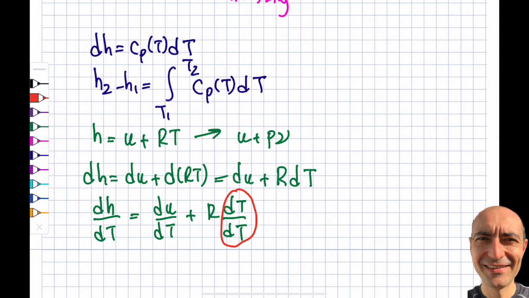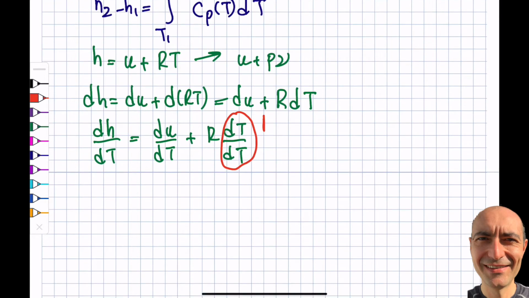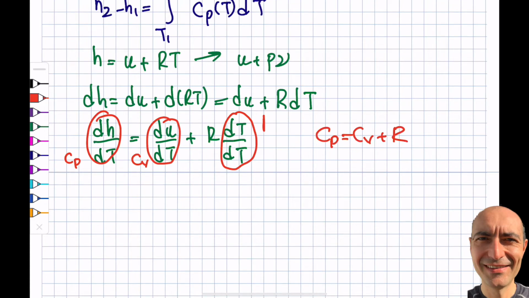Well, I'll do one side, which is easy. I'll ask the other to you. This is one. What about this? And what about this? Do you remember those two? Yes, I remember myself. So this is Cp, this is Cv. So what did I get? Cp is equal to Cv plus R. So this is the relationship, again, only for ideal gas, between the Cp and Cv.